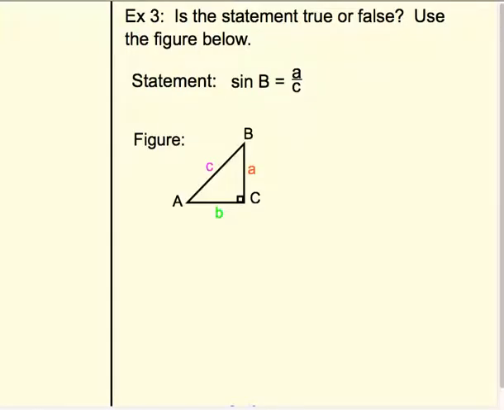Last slide, and no U-tries on this video as well. Is the sine of B equal to A over C using this figure? Well, sine of B would be opposite B over hypotenuse C. So this is a false statement.